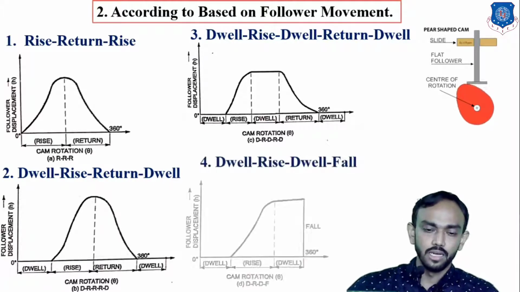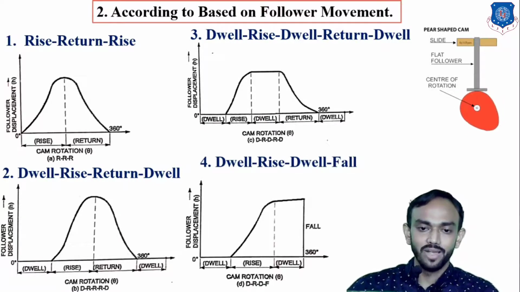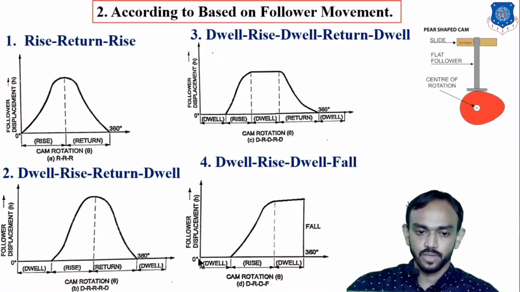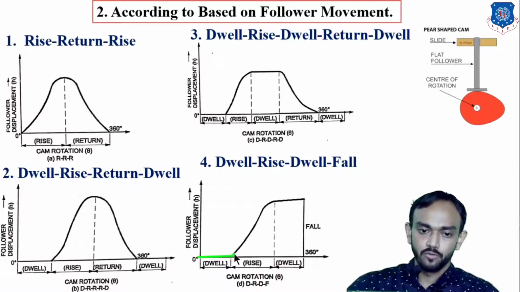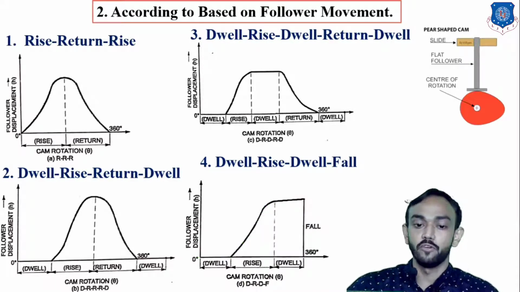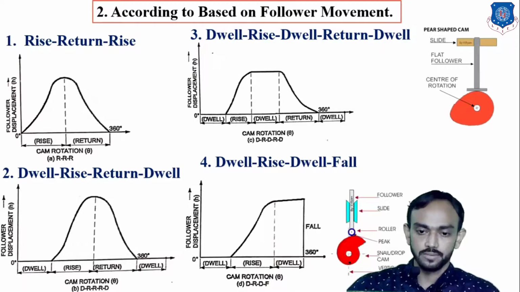And the fourth and last is dwell, rise, dwell, fall. You can see there is a dwell, meaning steady condition, the follower will rise, and after that there is a dwell, and suddenly it will move in the downward direction. How will this be possible? Fall means a larger displacement at an instant, with no rotation considered.